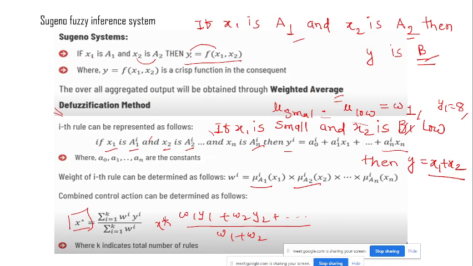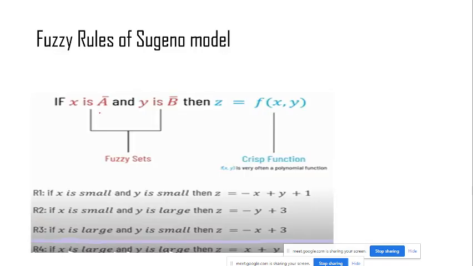So as compared to Mamdani, this is really very easy. Try to understand here. The output is not a fuzzy set, it is a crisp set. Consider f(x, y): the input x is a fuzzy set A, input y is a fuzzy set B, and what is your output? Output is nothing but z, a polynomial function or a crisp function, a combination of f of x comma y. What type of rules will be there? See this: if x is small and y is small, then z equals minus x plus y plus 1. So such types of rules will be given to you.